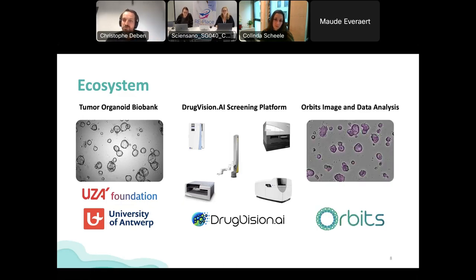And to handle all this data and also to analyze all this data, we also developed the Orbits image and data analysis pipeline, which is now also a university spin-off, and we're actively looking for funding to really develop a web app where people can upload their images, do the analysis, and so on.